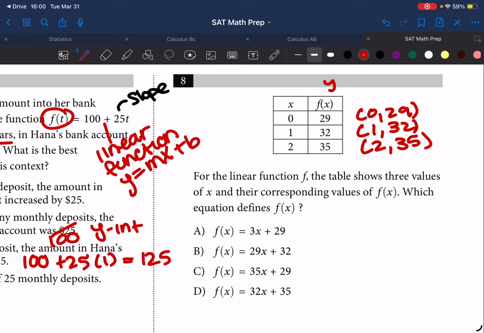So really what we could do first is we could plug in 0 into each of these equations and see which one ends in 29. That would be our first step. Okay, if you didn't want to go through the process of actually finding the equation by hand.